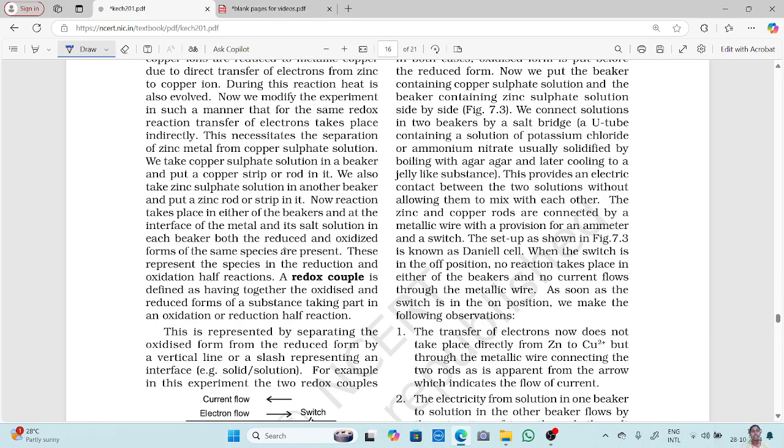Now we modify the experiment in such a manner that for the same redox reaction, the transfer of electrons takes place indirectly.